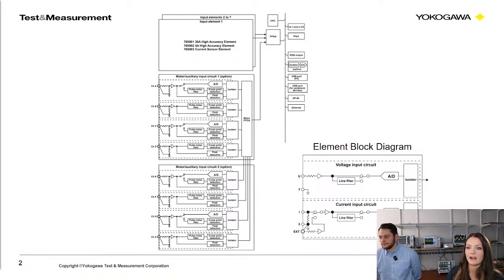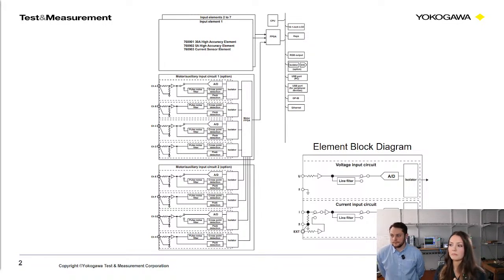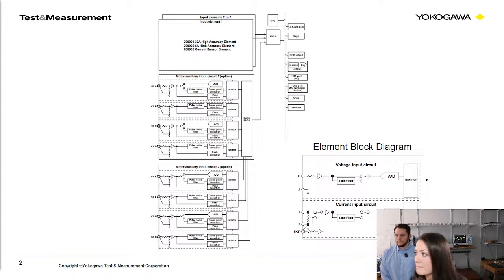So this is a block diagram. This is the one specifically for the WT5000, but it looks pretty similar for most of our available power analyzers. So essentially, how does a power analyzer work? We take a voltage input and then a current input. That voltage input goes through a voltage divider. The current goes through a shunt. And then from there, it goes through an A to D, and then an isolator, and then out. Now, there are some filters that you can apply that we might touch on a little bit later, but that's the gist of it.